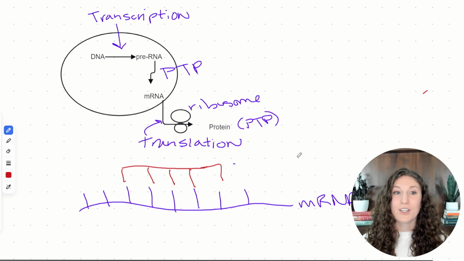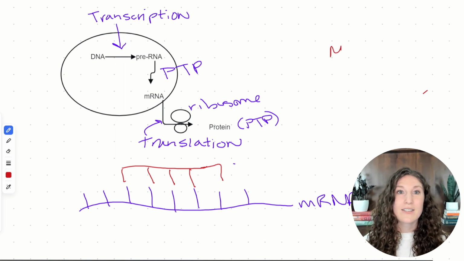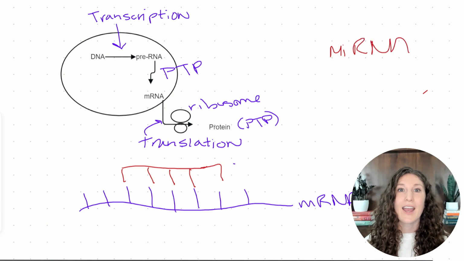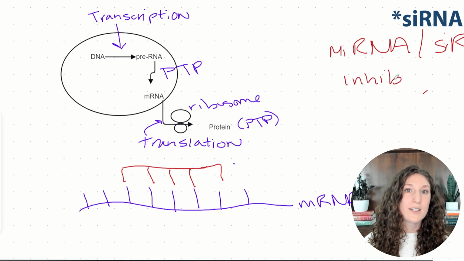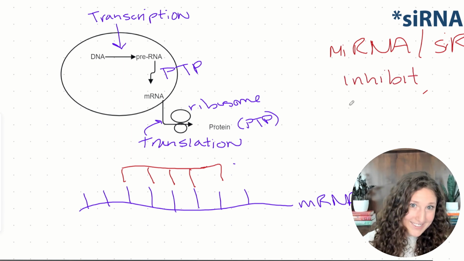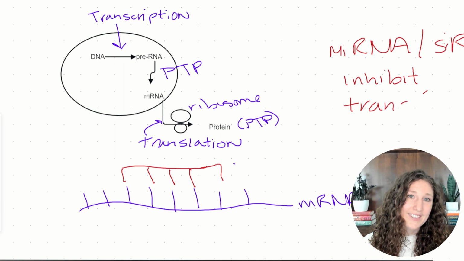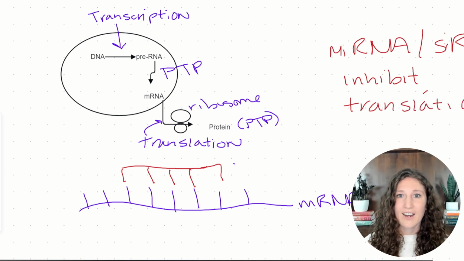So what is the function of our microRNAs? I'm just going to write miRNAs and siRNAs. Well, they're inhibitory, they inhibit translation. All right, and I'll draw that right here.